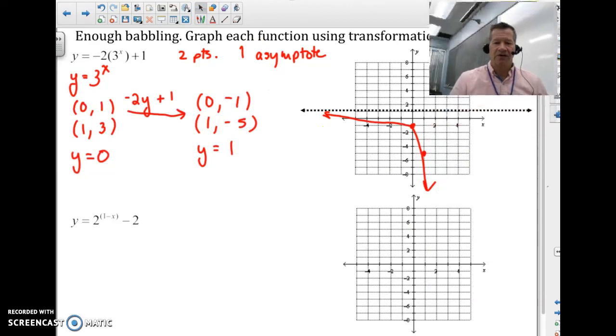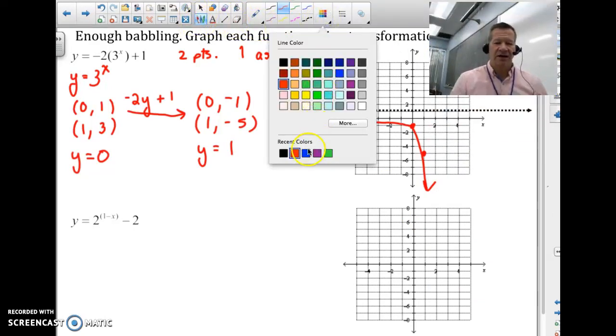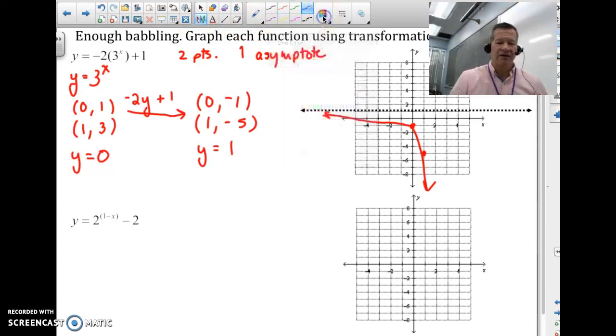Let's try this one down here. Just grab a different color here quickly. Okay, y equals 2 to the 1 minus x minus 2. Now first things first, I don't like this 1 minus x business. As we know, I would like the x value to come first. So it should be 2 to the negative x plus 1 instead of 2 to the 1 minus x.